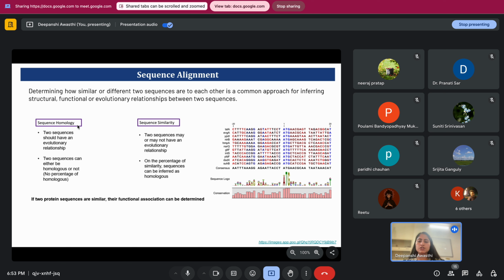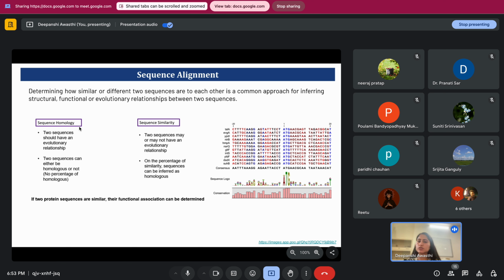One is sequence homology and the other is sequence similarity. When we say sequence homology, it means that these two sequences share some common ancestor. These might have originated from the same ancestor. For example, if we talk about the human, we have certain genes which are also present in the mouse. So we might have some common ancestor from where those two genes are coming, and we both share some kind of genes.